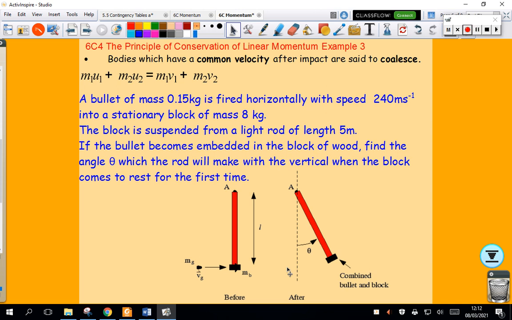We want to find the angle theta that the rod will make with the vertical when the block comes to rest for the first time. Okay, so what I'm going to do is I'm going to be using two things here. I'm going to be using the principle of conservation of energy. If I know the total energy of this at the start, well, that's going to be equal to the total energy at the end. But what gives this mass energy is the bullet flying into it and hitting it, and that gives it some kind of kinetic energy.